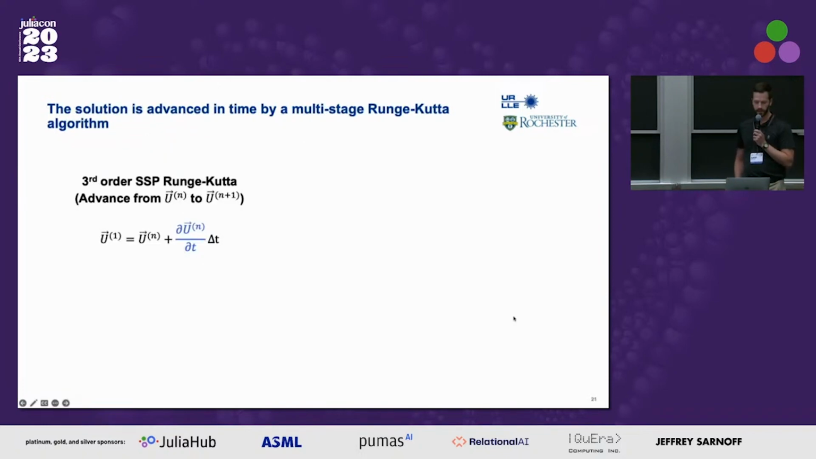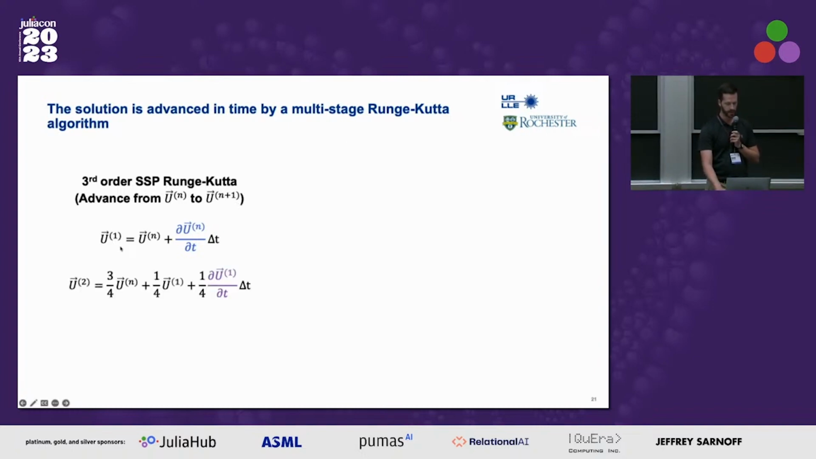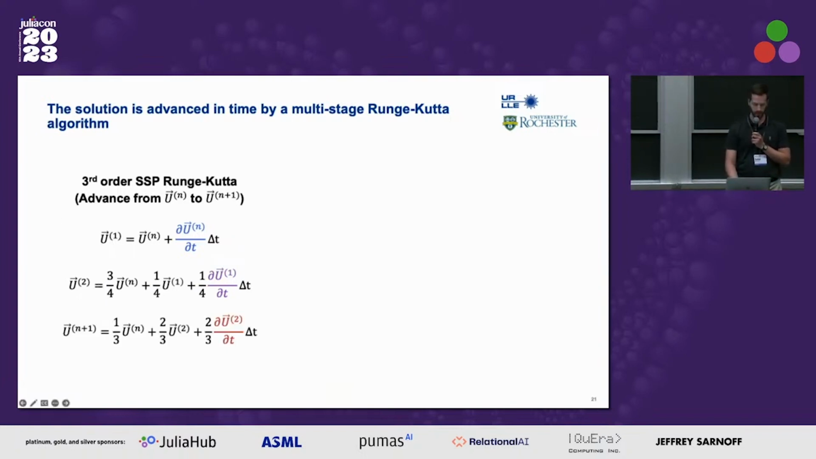So we advance this in time by using a multi-stage Runge-Kutta algorithm. This is pretty common. This is a third order version. We're going to advance from time step n to n plus 1. So there are 3 stages: the first stage we show here, second stage, third stage. The point is, without getting tied up in all the math, we have to figure out the derivative du/dt 3 times.